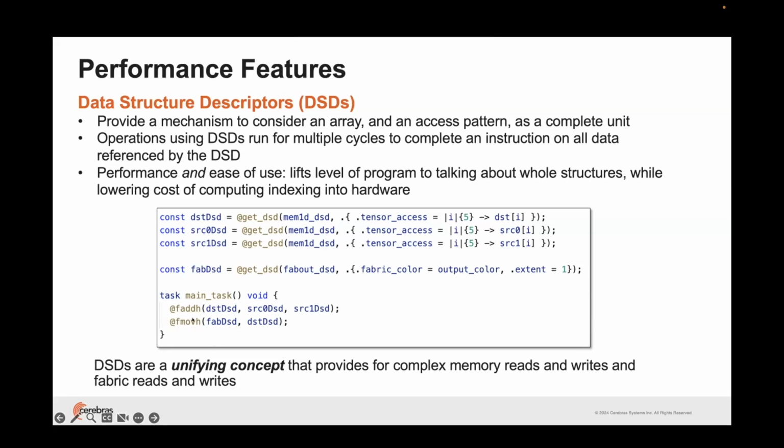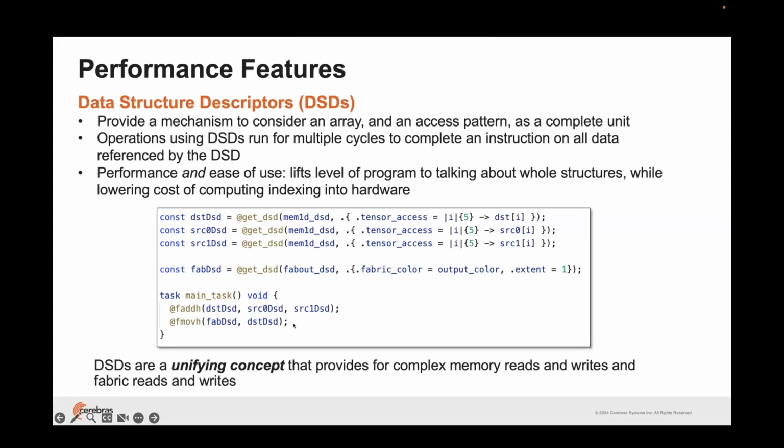So this fMovH built-in right here is going to take the 5 elements referenced by the destination DSD, which are the 5 elements in DST, and it's going to send them up to the fabric, and then they will travel along whatever routing we've given to output color. So all in all, what this task here does is it does a 5 element-wise add of source 0 and source 1 and writes it to the DST array.